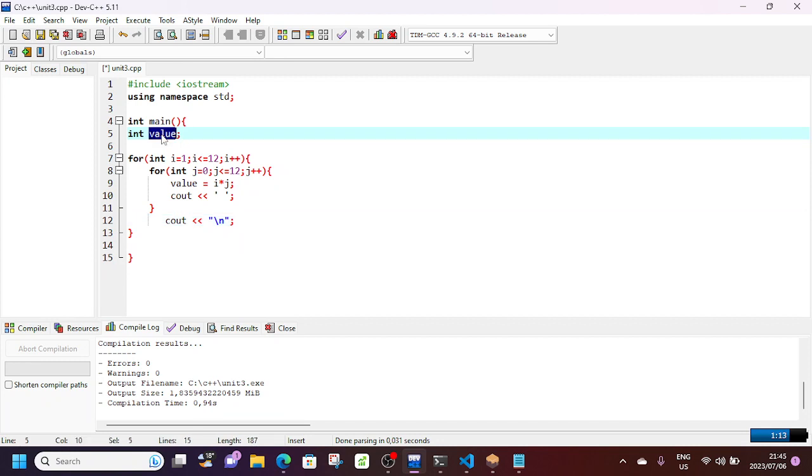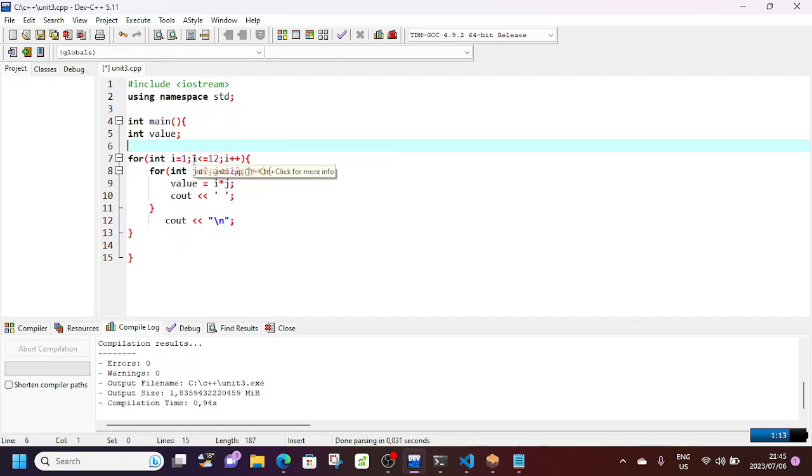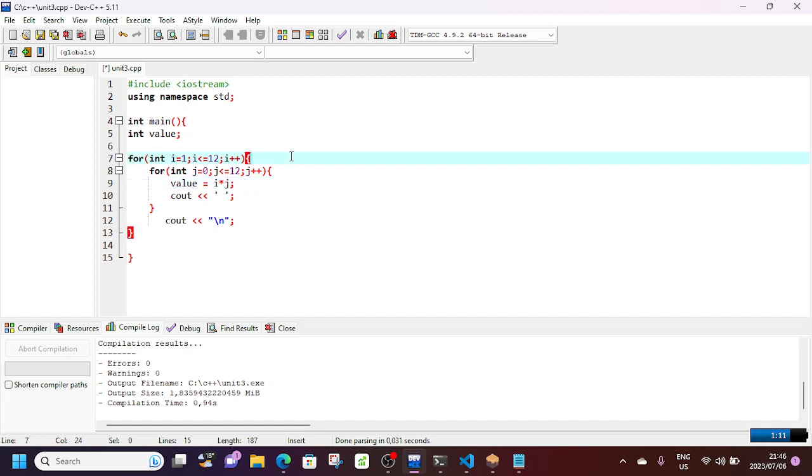So we declared an integer value. So we created a for loop, right? The first for loop goes all the way up to 12. The second for loop goes all the way up to 12, right? So value equals i multiplied by j, right? So at the first loop, i equals 1. So 1 multiplied by 1.